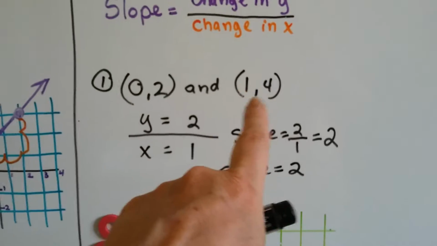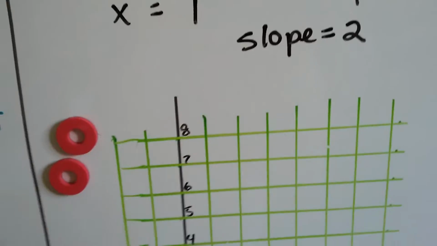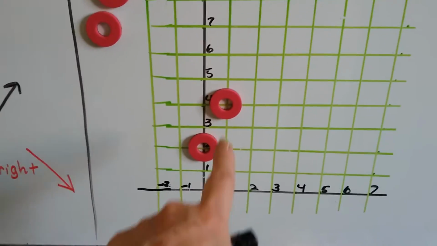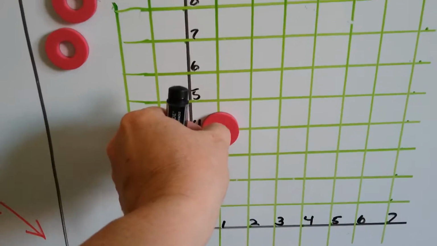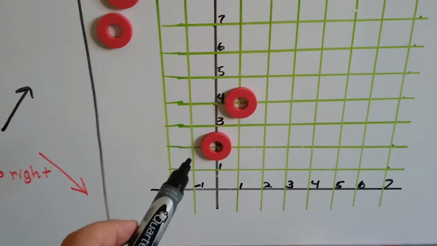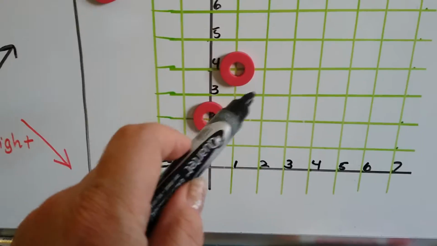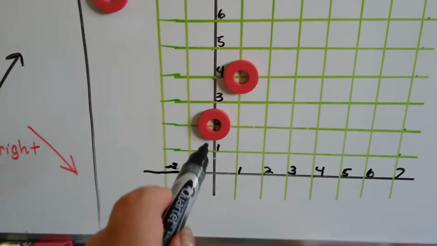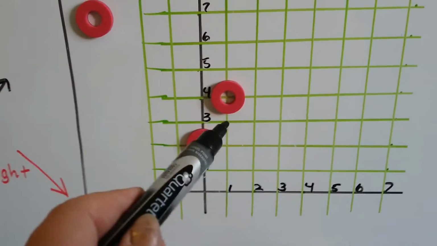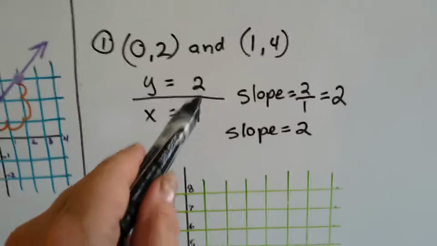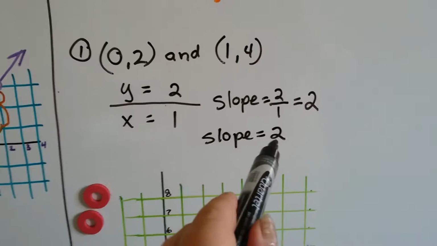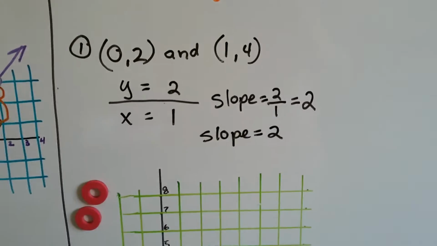All right, now we have 1 and 4. 1 on the x, but 4 on the y puts us right here. See? So now what's the slope of our line? Well, what is the y doing? It's going 1, 2. And the x is just going 1 jump, isn't it? So 1 jump for the x, 2 jumps for the y. The y goes on top, 2. The x is 1. The slope is equal to 2 over 1, or the slope is equal to 2 when we simplify our fraction. See?